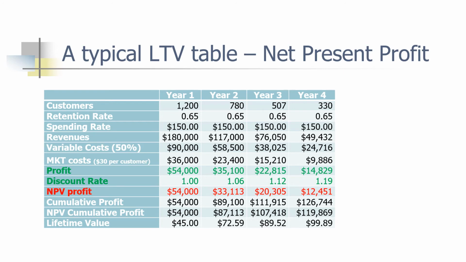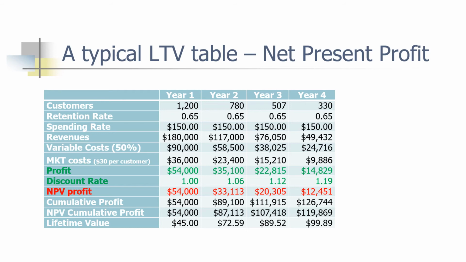What about the net present profit? How do I calculate net present value? Well, I take the profit for that individual year, and then I divide it by the discount rate. So in the first year, the discount rate is 1, so the net present value of profit is the same. In the second year, my profits were $35,100. But to get the net present value of profit, I need to divide that 35.1 by the discount rate, 1.06. And that's how I get $33,113.